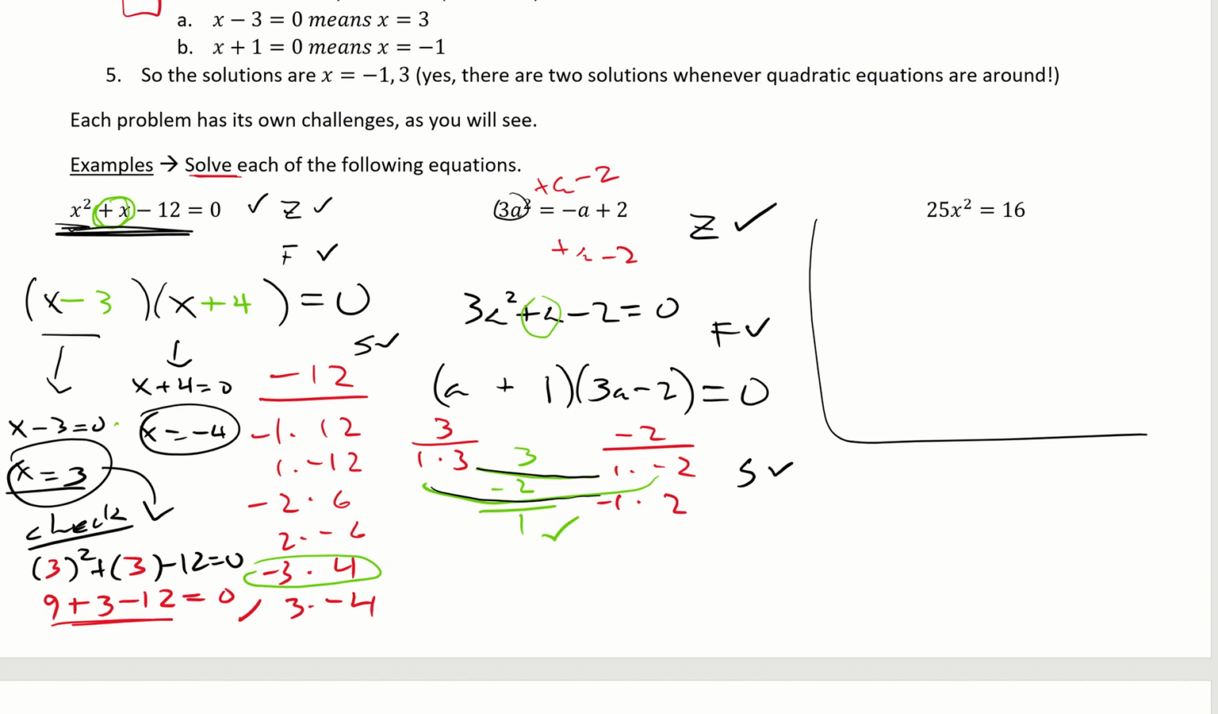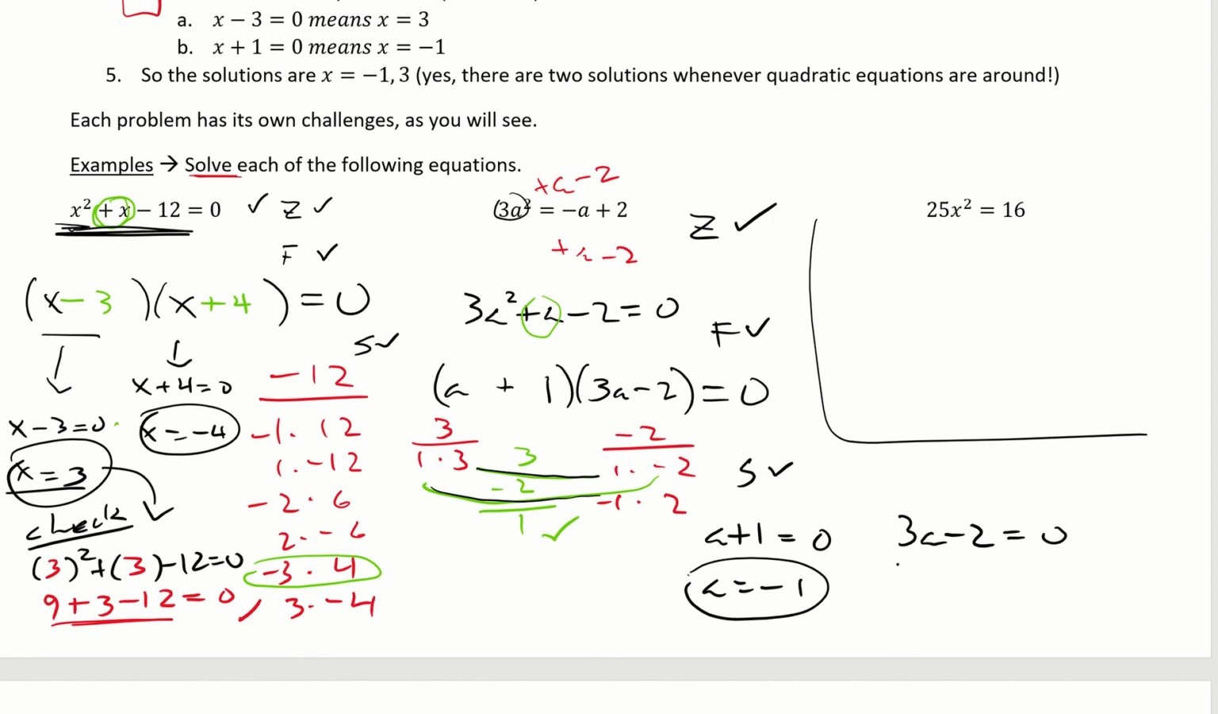And now we got to solve each one. We separate and solve. So here we go. We have A plus 1 is equal to 0. 3A minus 2 is equal to 0. Throw the 1 to the other side as a -1. There's a solution. Apparently, if you plug in -1, it works.